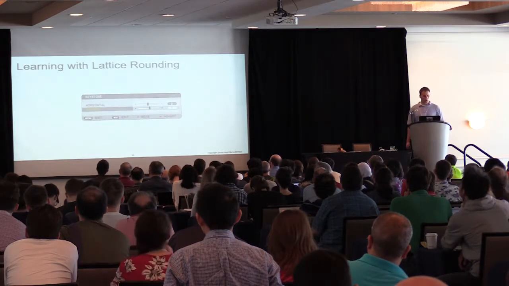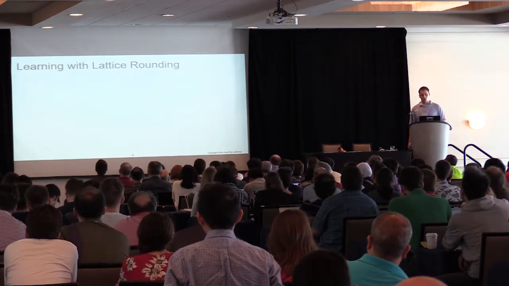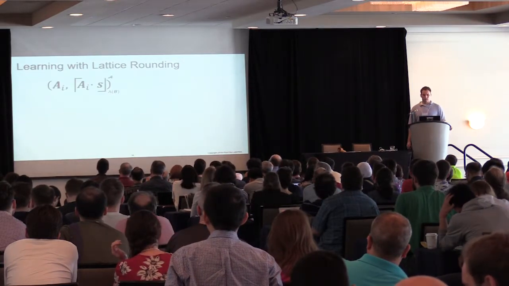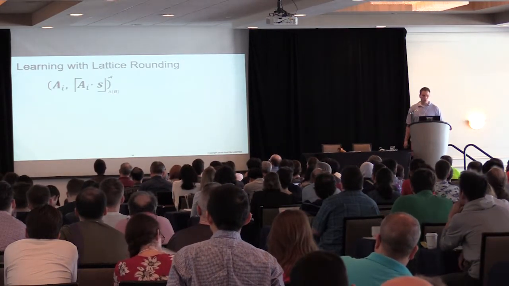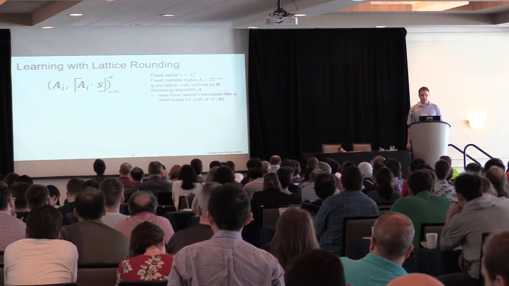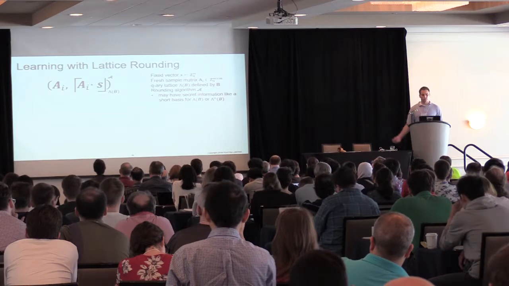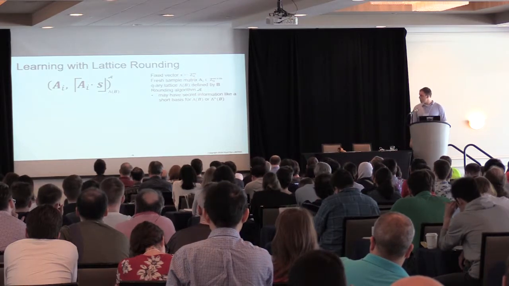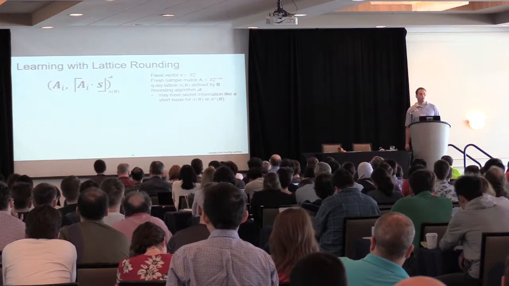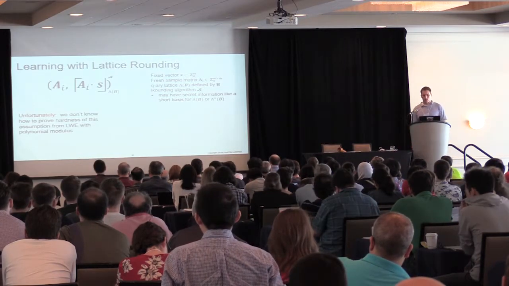So moving on to the main assumption, or one of them actually, let's talk about learning with lattice rounding. So now, instead of learning with rounding, we're going to group samples and round to a lattice. Same basic notation, same basic idea. Should be pretty intuitive if you're comfortable with learning with rounding.